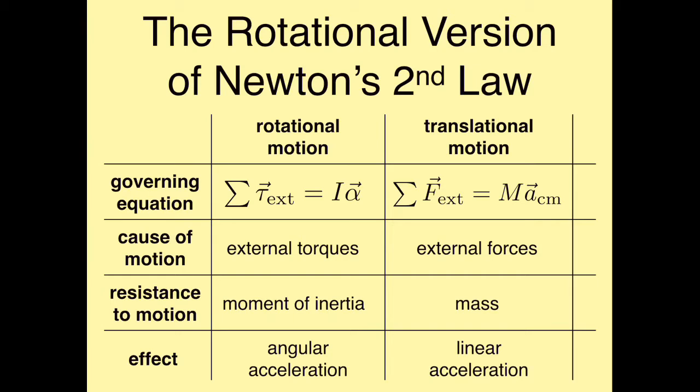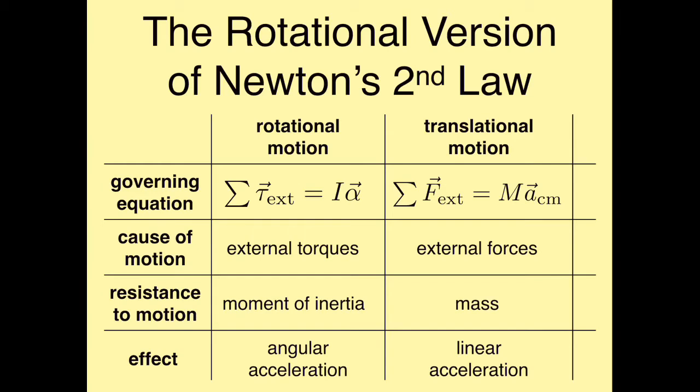So what you see here is a table. In this column on the left, we look at rotational motion. In this column on the right, we look at translational motion. Okay, so what's the governing equation for rotation? Well, it's what we just learned about. The net external torque acting on an object is equal to I times alpha, the moment of inertia times angular acceleration. Now, if we look at the governing equation for translation, it looks really similar. On the left side, we have the net external force acting on the object. That equals the mass times the acceleration of our object.